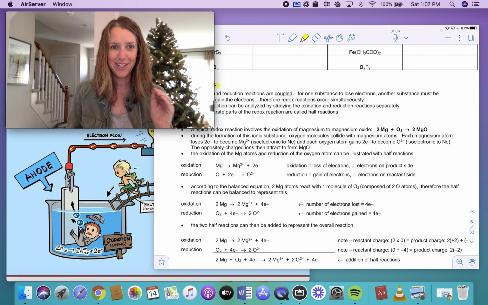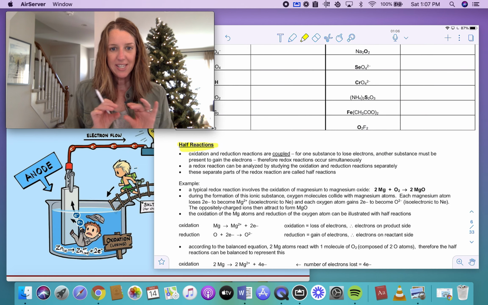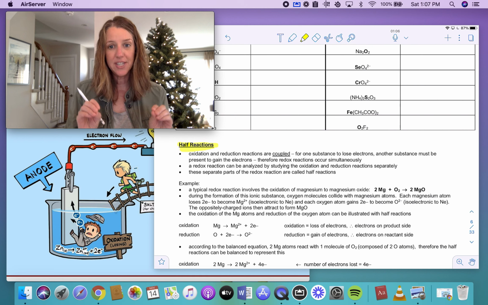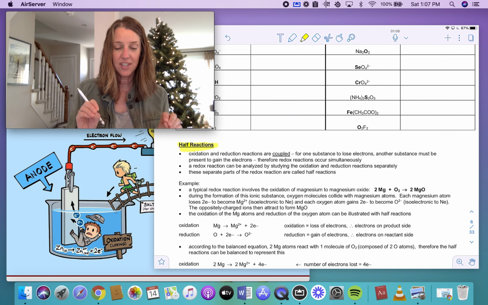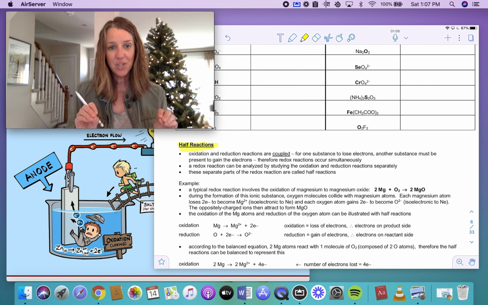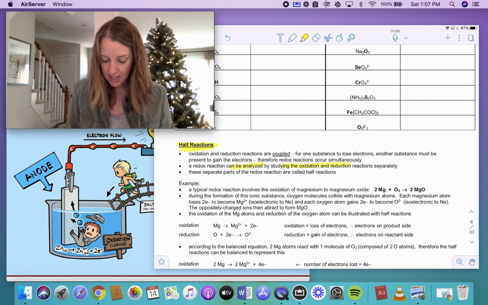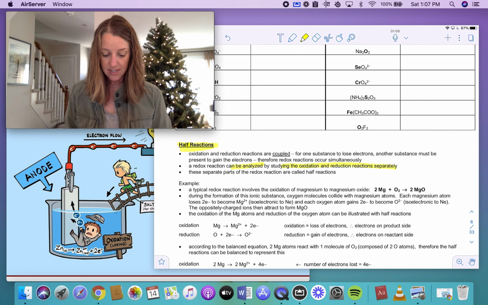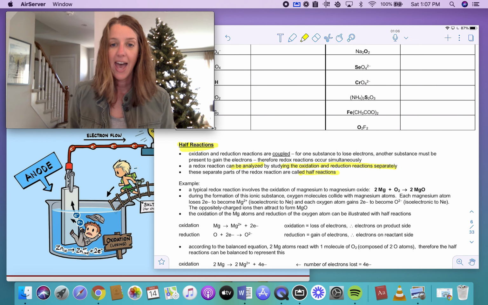Okay, you've paused the video, you've done all of your oxidation numbers, you feel good about that? All right. Here's what we learn about taking our oxidation reduction equations. Because they're coupled together, we can separate them and show that one will be oxidized and one will be reduced. By how many electrons? That's what we're going to be putting down in what we call half reactions. Okay, so they're coupled. A redox reaction can be analyzed by studying the oxidation and reduction reactions separately, and the separate parts of the redox reaction are what we call half reactions.